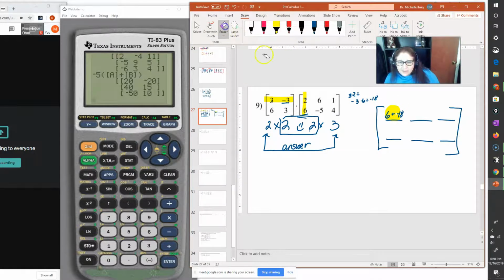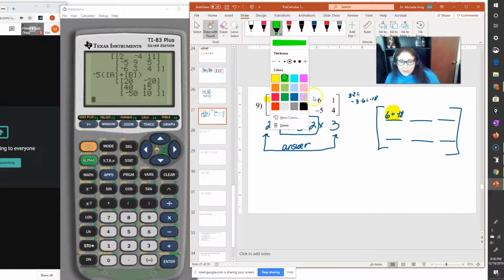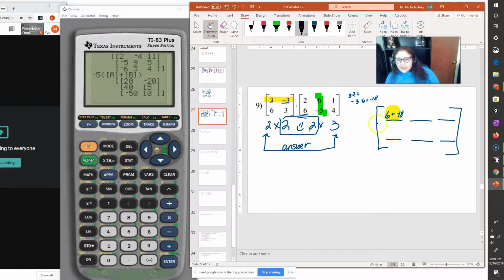All right, let's look at it again. This time we still have the first row, but we're filling in this one, so we're going to look at the second column. So again, I've got 3 times 6, which is +18, and -3 times -5, which is +15. Now, yes, it's way faster to put it into your calculator. I'm doing it this way to teach you because a couple questions from now, you're not going to be able to put it in your calculator.